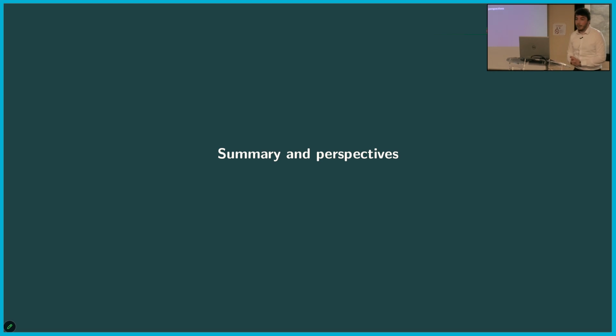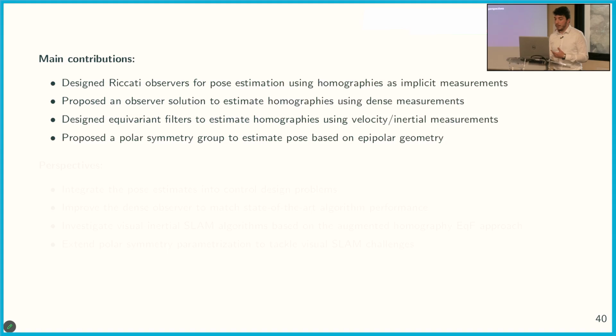OK, so I finished with the contributions of this work. Just to summarize some of these contributions. We basically designed Riccati observers to estimate the pose of a camera using homographies as implicit measurements. So we did not really have to estimate these homographies, but use them implicitly as measurements. We then proposed an observer solution that would estimate homographies using dense measurements.